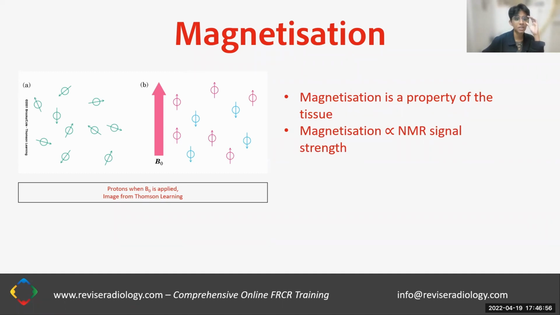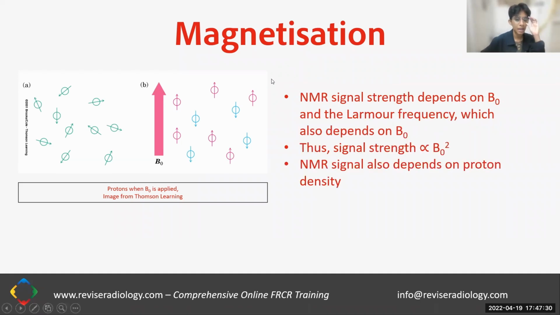Magnetization is a property of the tissue, and for different types of tissues, you have different types of magnetization. The amount of magnetization that you'll get is directly proportional to the signal strength that you'll get in return. So if you have high magnetization, you'll get a strong signal, and tissues which don't have a high magnetization will have a less strong signal. This is an aspect which helps us get contrast between different types of tissues.